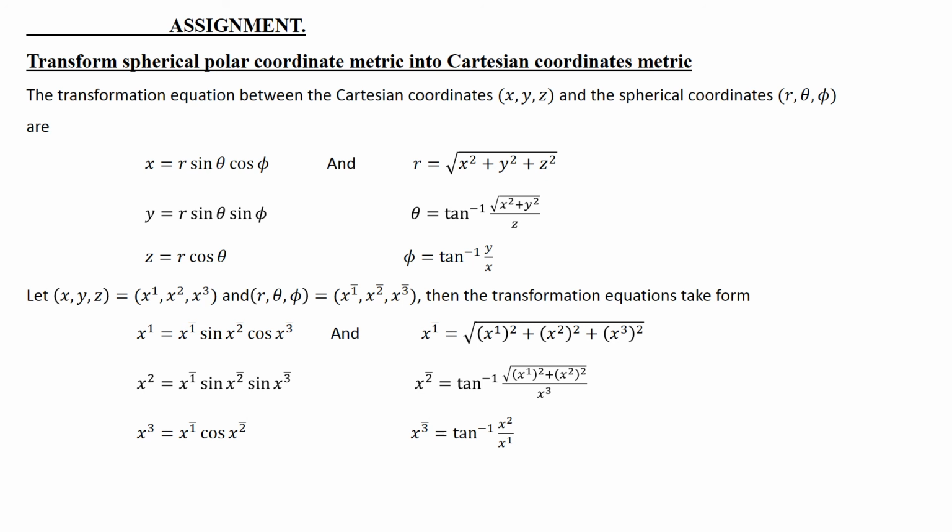And the same can be replaced with the new variables x1, x2, x3, and r, theta, phi are replaced with x1 bar, x2 bar, x3 bar. Then the transformation equation takes the form x1 is equal to x1 bar sine x2 bar cos x3 bar, x2 is equal to x1 bar sine x2 bar sine x3 bar, x3 is equal to x1 bar cos x2 bar, and in inversion form, x1 bar is equal to the square root of x1 square plus x2 square plus x3 square, x2 bar is equal to tangent inverse of the square root of x1 square plus x2 square over x3, x3 bar is equal to tangent inverse of x2 over x1. So this matrix we have to change into the Cartesian matrix. Hope you get the answer.